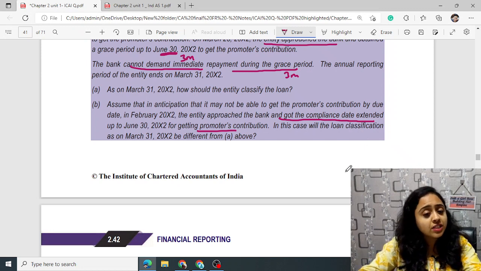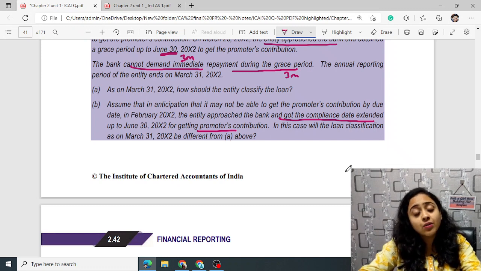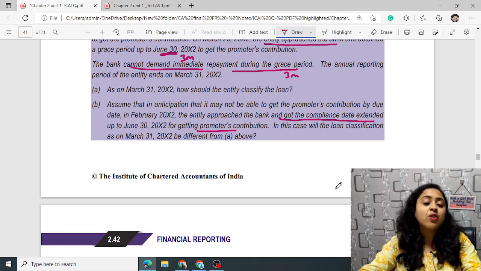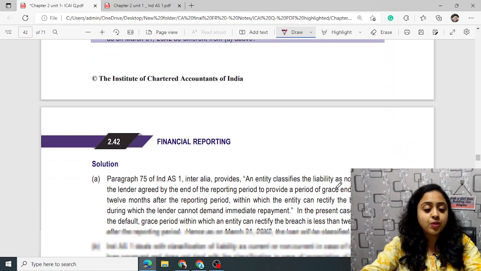In the first one, they are not getting the promoter's contribution, and that's how they approached the bank the next day and got an extension. In the second case, the B case, on mid-February itself, they are in a position where they expect that they will not be receiving the promoter's contribution, and that's how they have gone to the bank, approached the bank and got an extension.